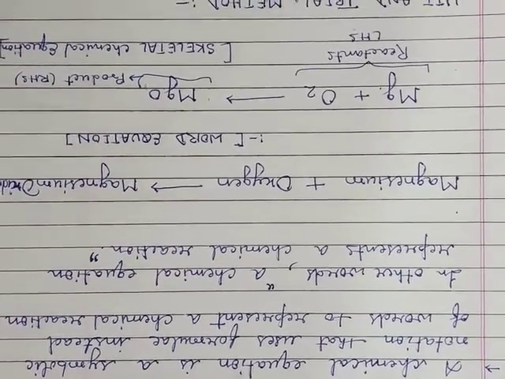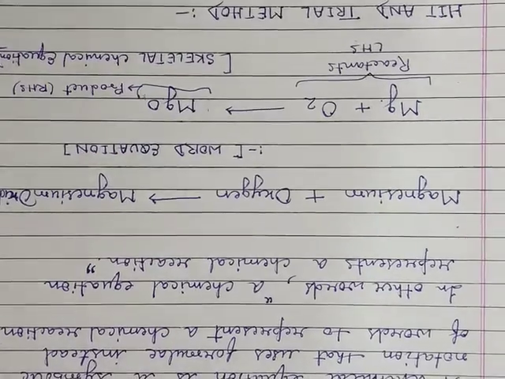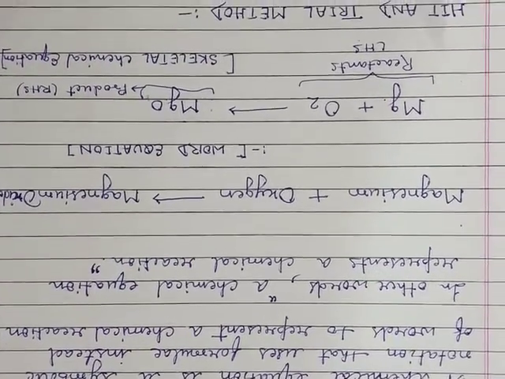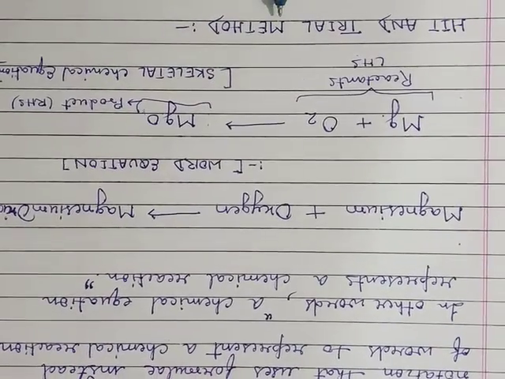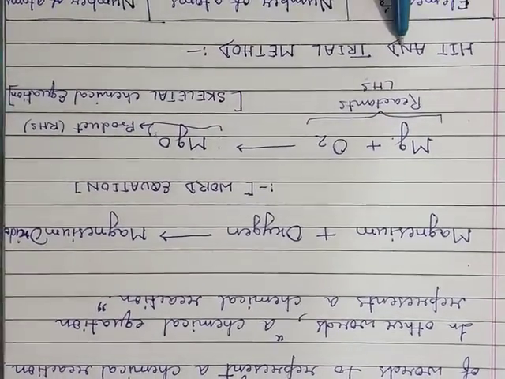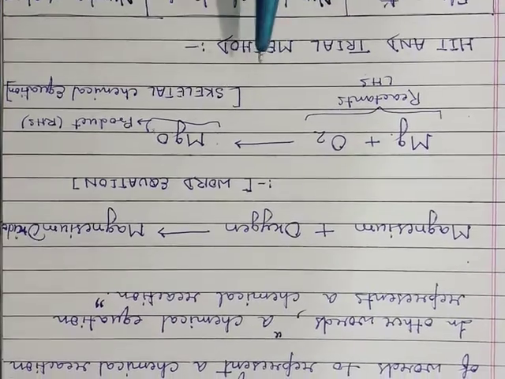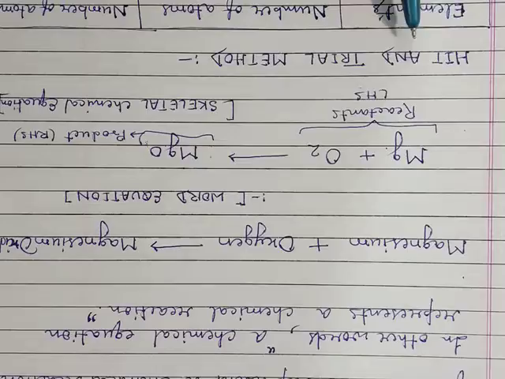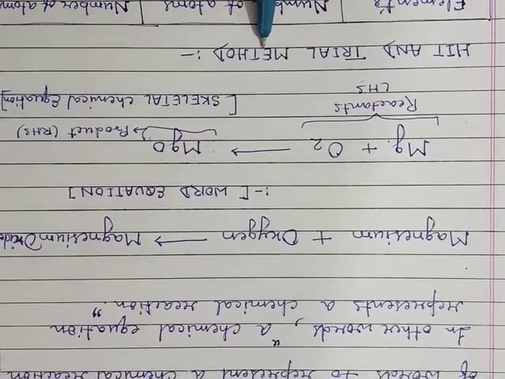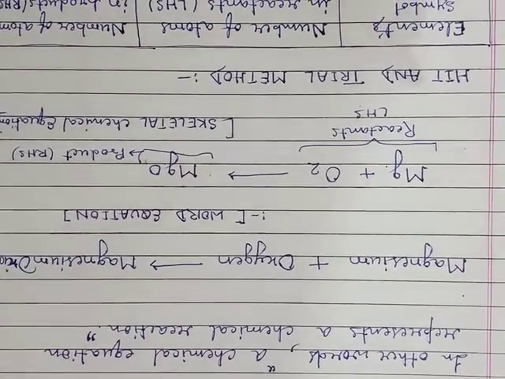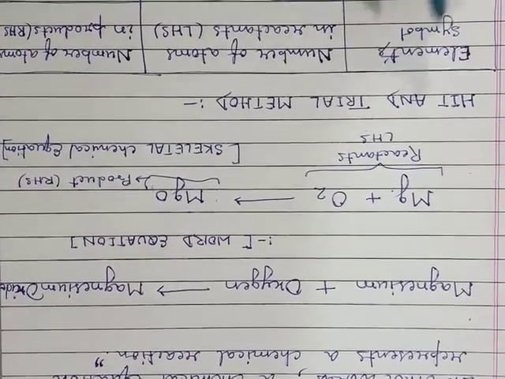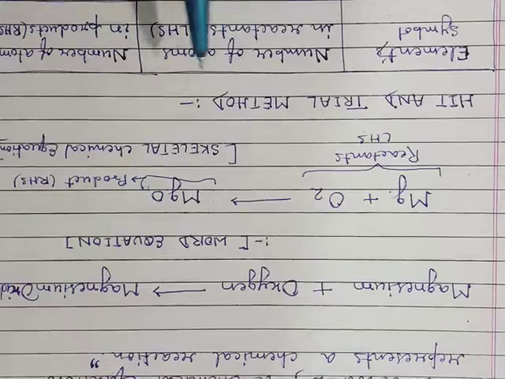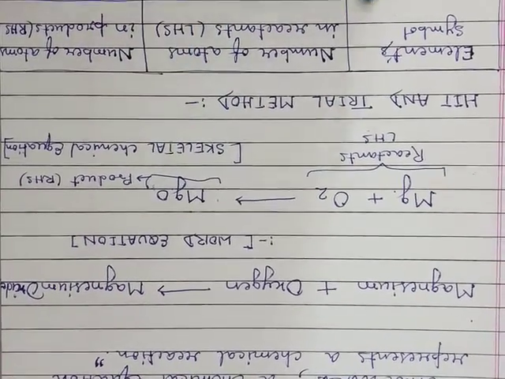Now let's learn how to balance a chemical equation. The method of balancing a chemical equation is called the hit and trial method. I repeat, the method of balancing a chemical equation is called the hit and trial method. Now we draw a table for balancing the chemical equation.